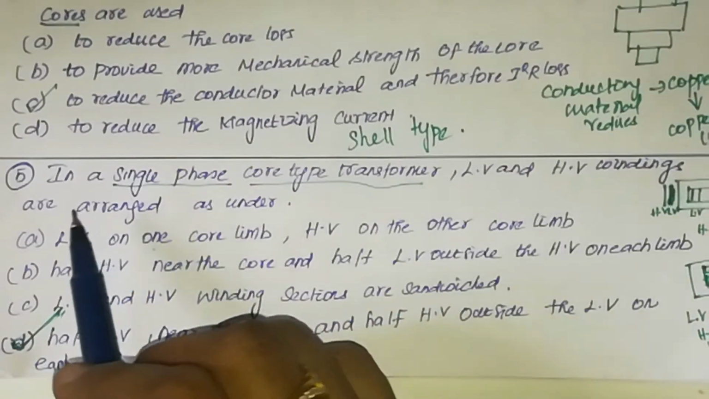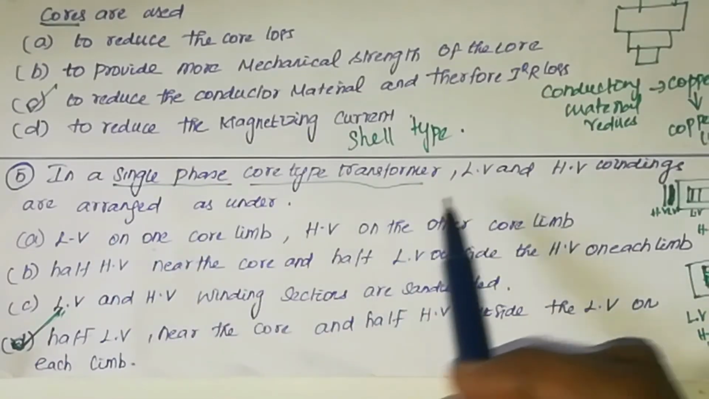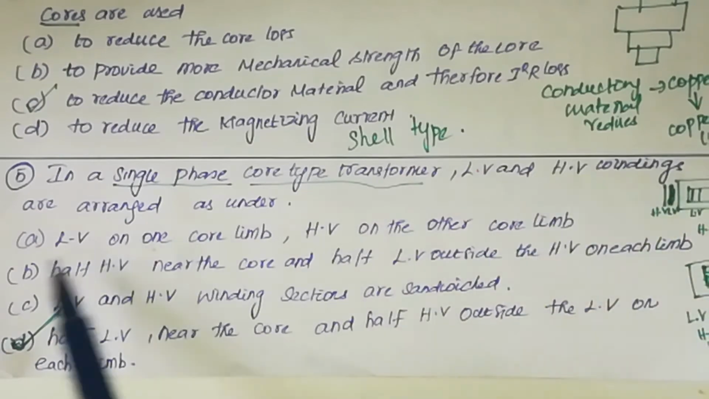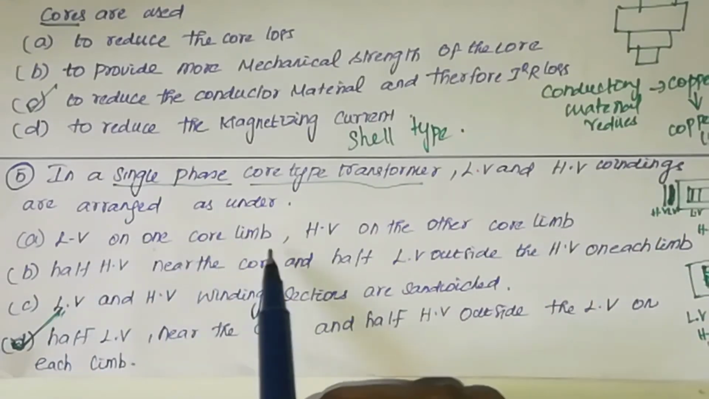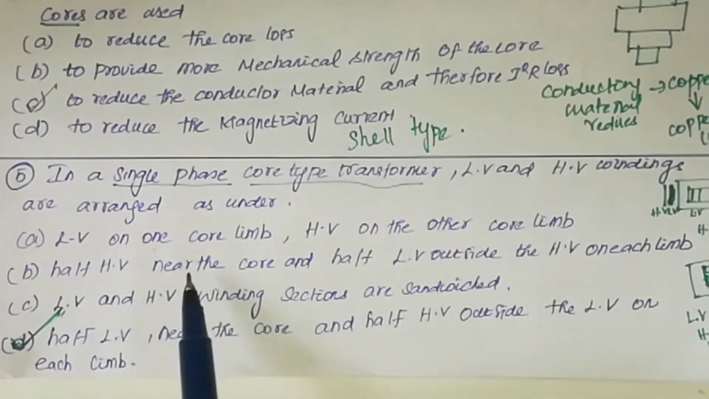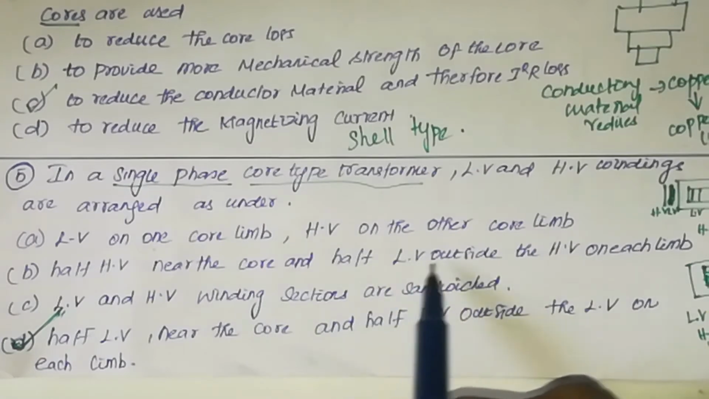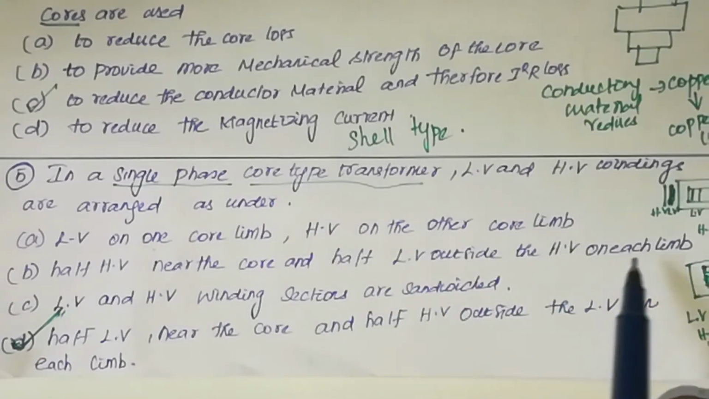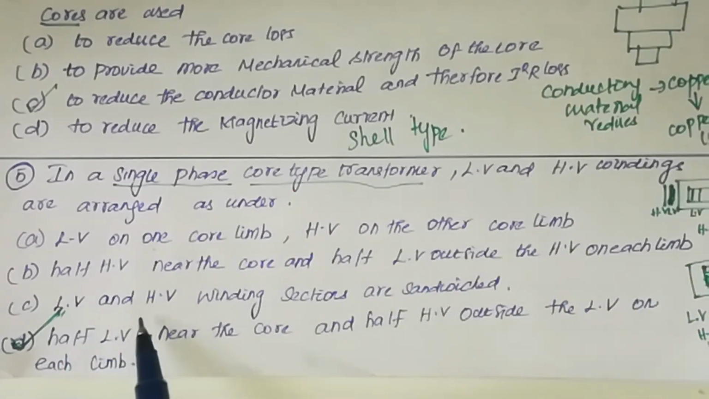Fifth question: in a single phase core type transformer, LV and HV windings are arranged as follows: LV on one core limb and HV on the other core limb; half HV near the core and half LV outside the HV on each limb; LV and HV winding sections are sandwiched; or half LV near the core and half HV outside the LV on each limb.